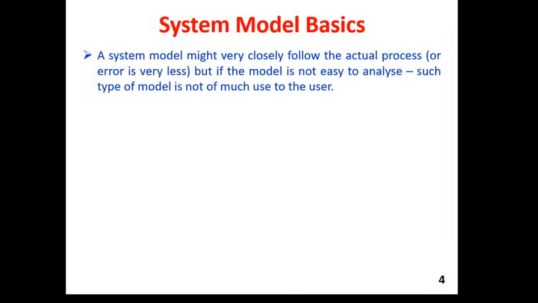Some more basic fundamentals on system modeling. A system model might very closely follow the actual process. So that is our dream come true, that there is a specific physical system, and we have modeled it so correctly mathematically that all the responses the system generates at every time, our simulation results are also exactly the same, or the error between the simulated result and the practical result is very less. In that case, that model is an ideal model where the amount of error is very less, negligible, or absent.